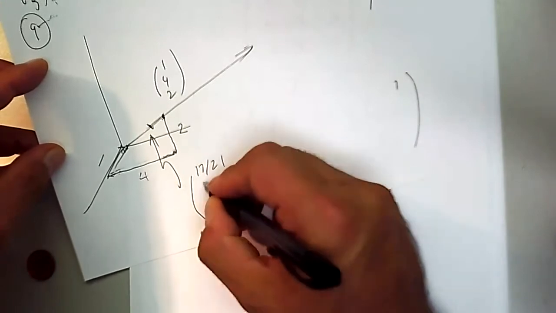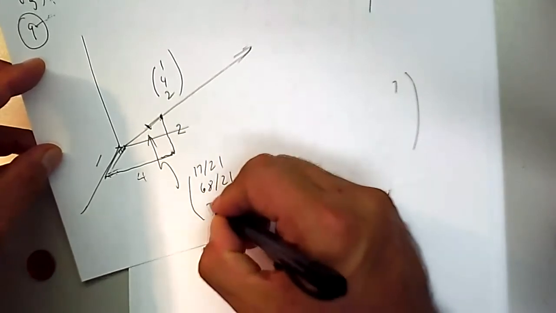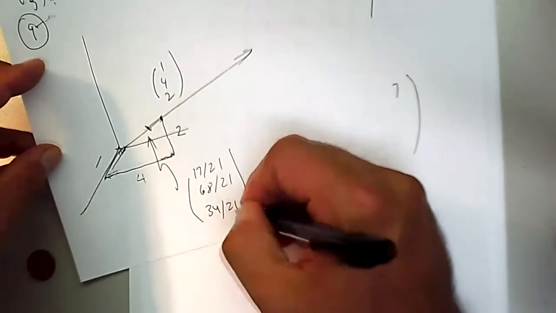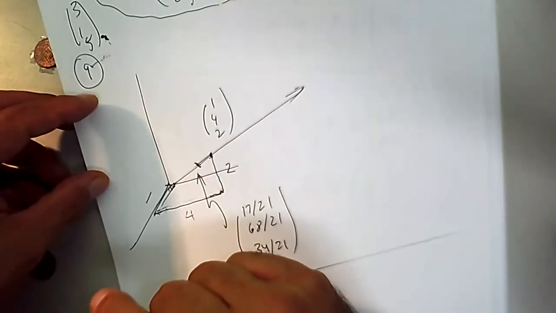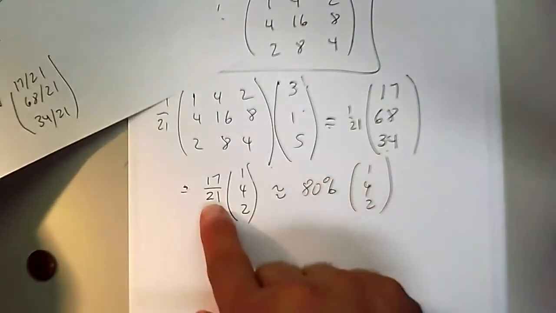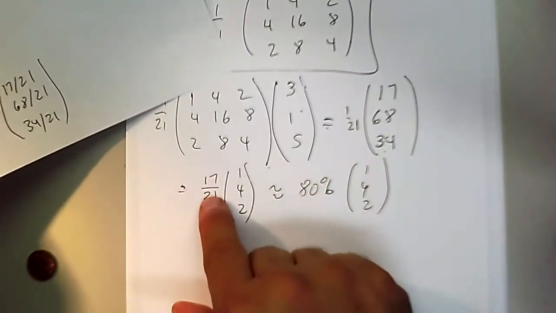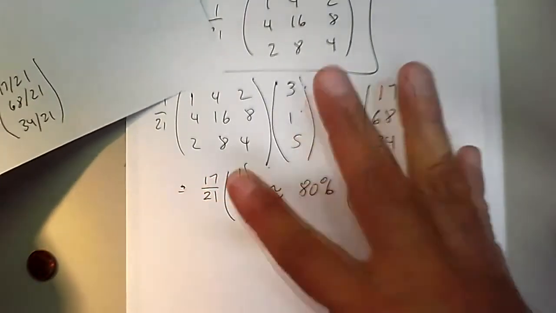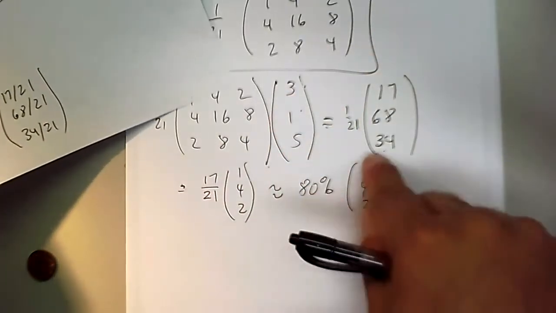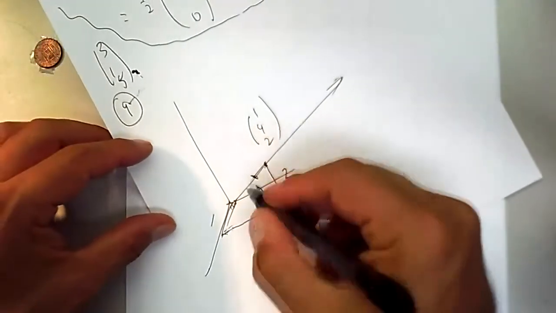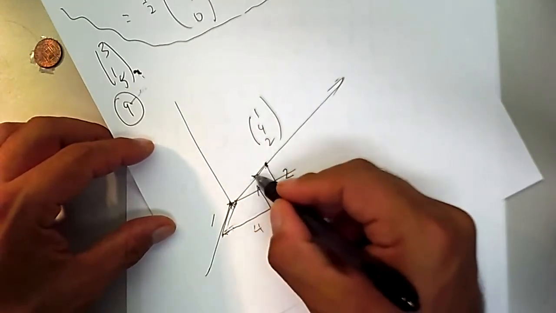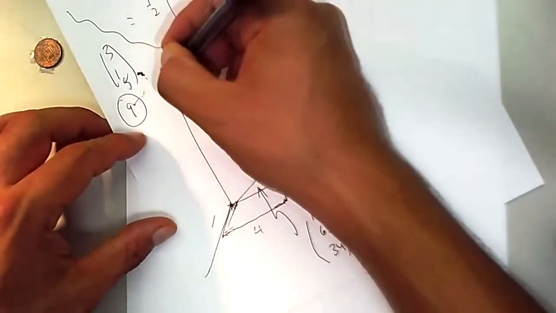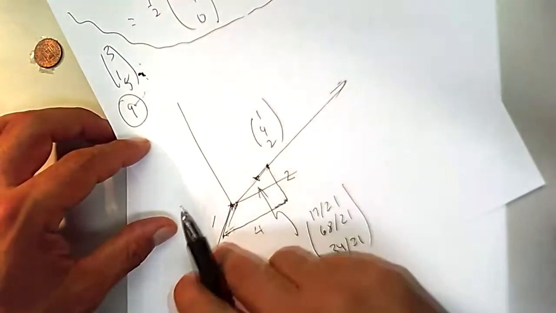17 over 21, 68 over 21, and 34 over 21. Those are the precise coordinates of this point. If we do this factor in and then we do the actual calculation, it's about 80% of this. And that gives us an idea of where it is relative to this point. If this is the origin and that's the point 1, 4, 2, 80% is about this much. So that's the projection of this point onto this line.